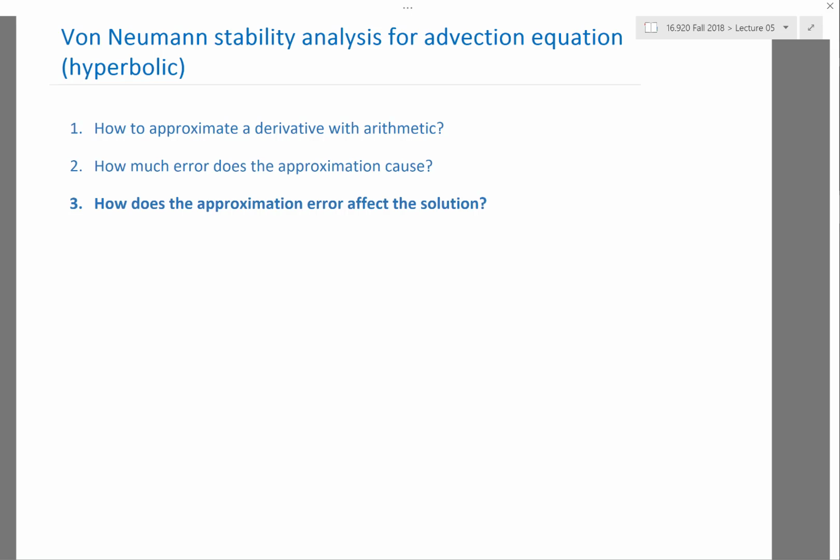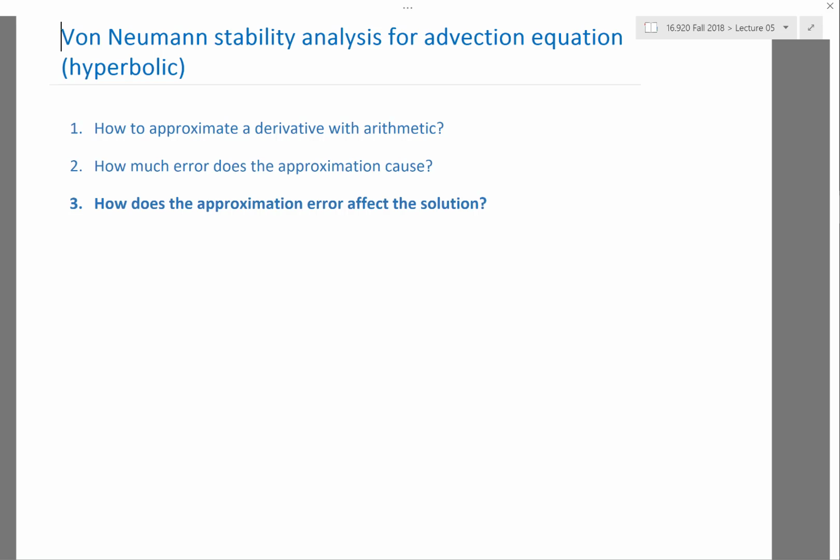Good morning. So last week we started on the heat equation. We looked over several problems. One is how to approximate the differential operators. Two is how much error that approximation introduces. And three is how that approximation error affects the solution.